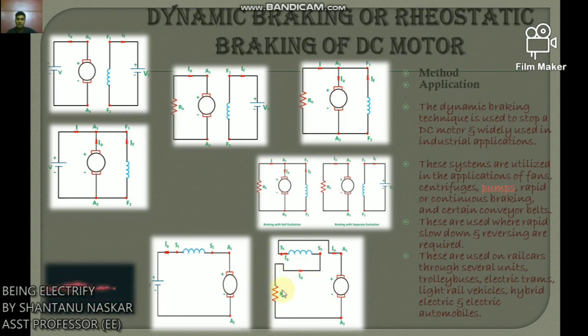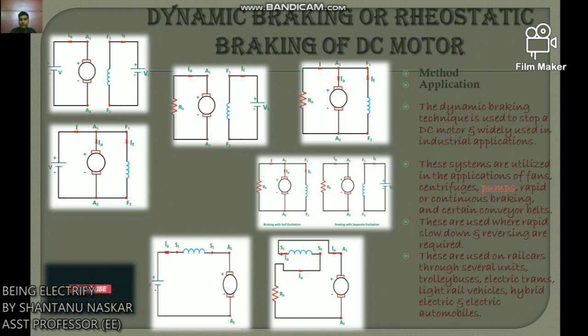In self-excitation, the braking operation is slow. Hence, when quick braking is required, the machine is connected in the separately excited mode. A suitable resistance is connected in series with the field to limit the current to a safe value. Dynamic or rheostatic braking is an inefficient method of braking because all the energy which is generated is dissipated in the form of heat in the resistance.